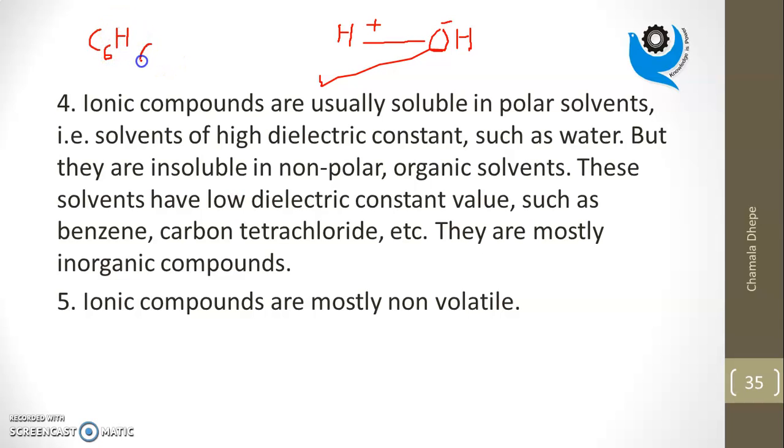Here there is an equal distribution, the same charge is there, so hence it is non-polar, and they have a low dielectric constant. Okay, another example, liquid ammonia, NH4OH, it is also a polar solvent. In polar solvents, ionic compounds are easily soluble or easily dissolved.